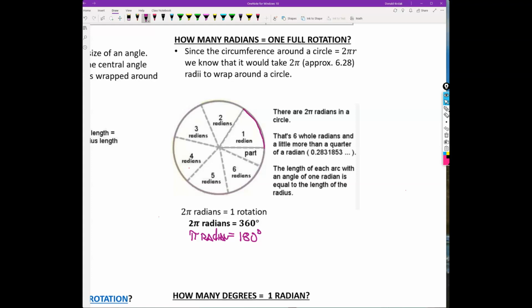So 6.28 of these, there's 1, 2, 3, a little bit more than 3 to get halfway around the circle, 4 radians, 5 radians, 6 radians, and then this little tiny sliver is 0.28 radians, and that gives us 2 pi. So a radian is roughly about taking a circle and dividing it roughly into 6 parts instead of 360 parts. But it's based on the length of the radius.